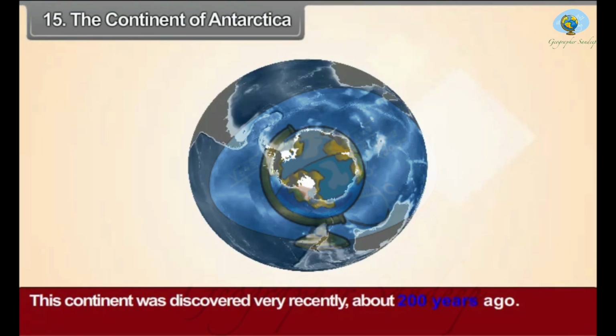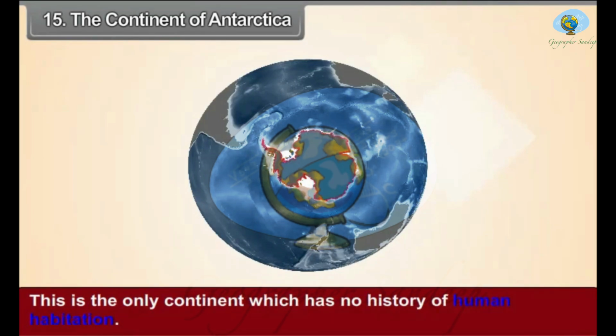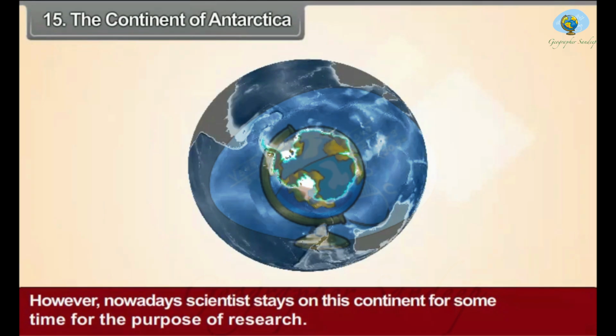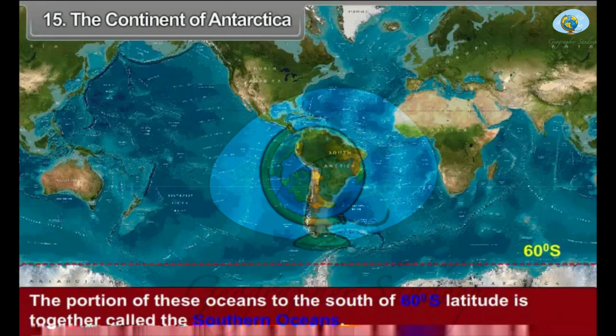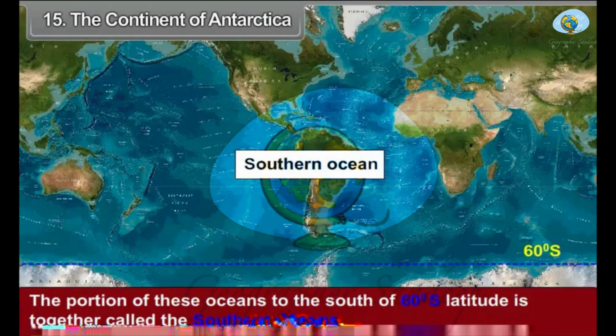This continent was discovered very recently, about 200 years ago. This is the only continent which has no history of human habitation. However, nowadays scientists stay on this continent for some time for the purpose of research. It is surrounded by the Pacific, Atlantic and Indian Oceans. The portions of these oceans to the south of 60 degrees south latitude are together called the Southern Ocean.